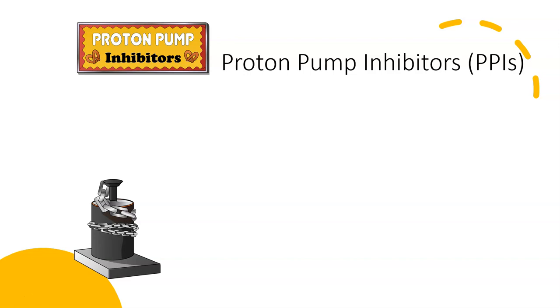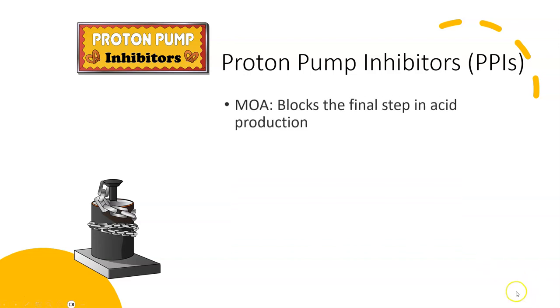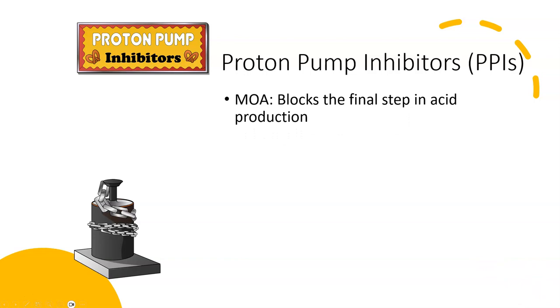There is an enzyme called a proton pump. We're not going to really worry about that. What's it doing? It's blocking acid production. So basically what we need to know is that we're blocking the final step in acid production. Now, proton pump inhibitors also have a drug stem.